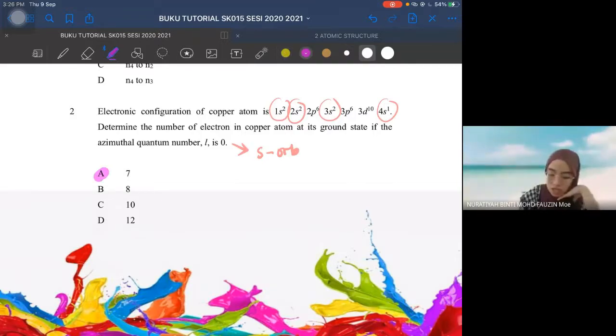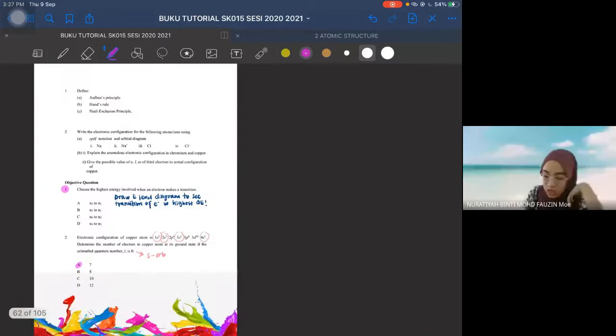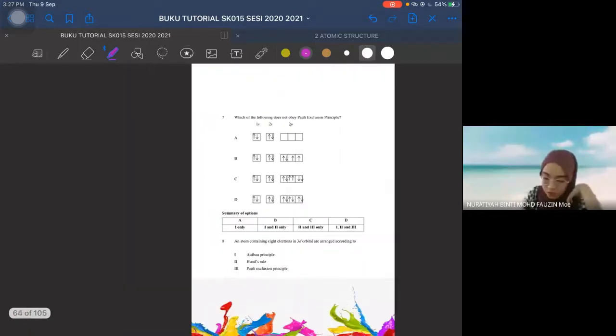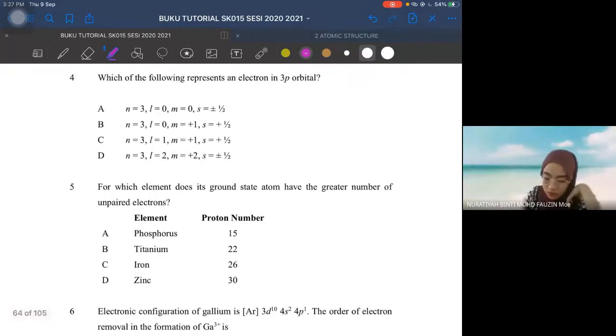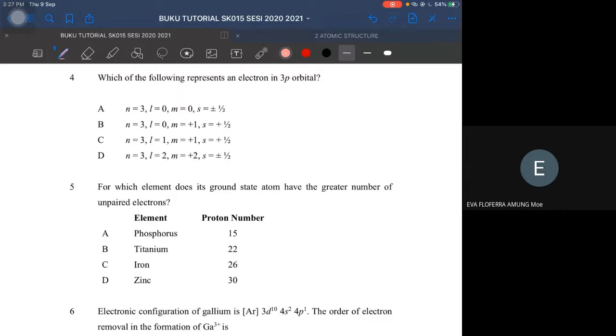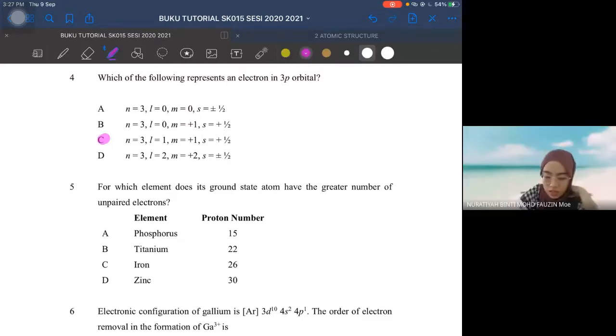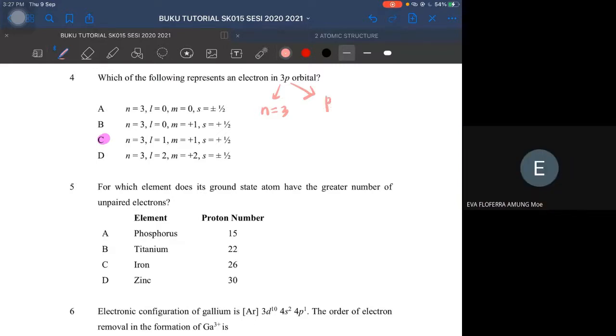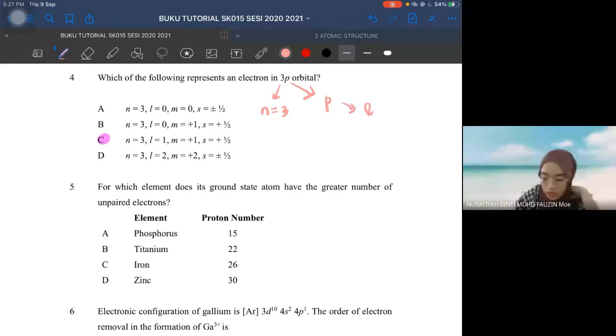Alright. So next, number 4. Which of the following represents an electron in 3p orbital? C. Because 3, maksudnya n equals to 3, p, maksudnya l equals to 1. Okay. Yang lain ni salah lah.